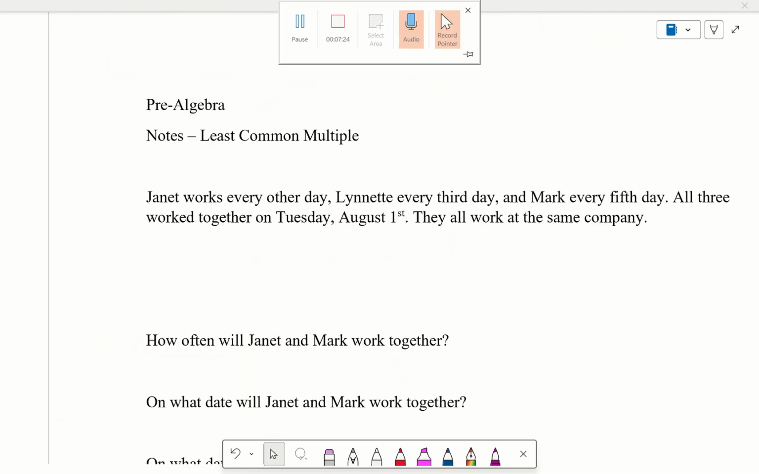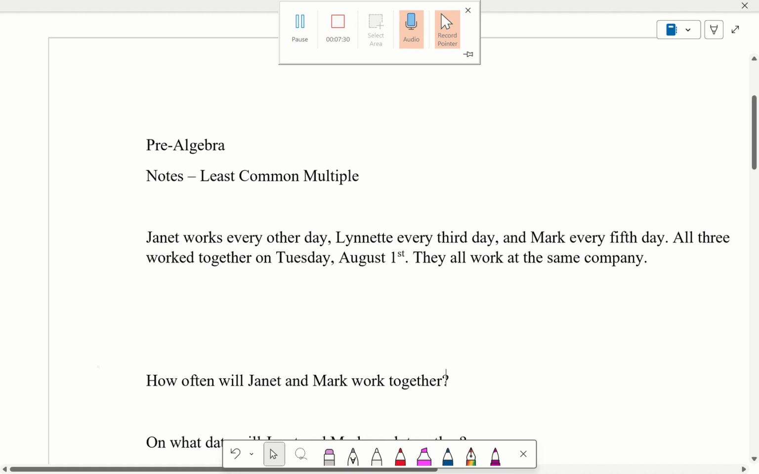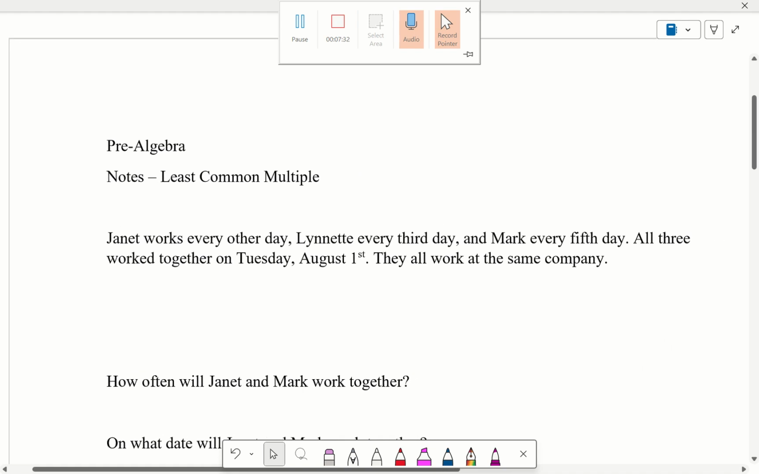This is kind of a fun problem. If you want to pause the video and try to work it out on your own, you can, but Janet works every other day, Lynette every third day, and Mark every fifth day. All three work together on Tuesday, August 1st. Don't worry about the Tuesday part here, but on August 1st, the first day of the month, they all work together. So on the first day of the month, Janet worked, Lynette worked, and Mark worked.